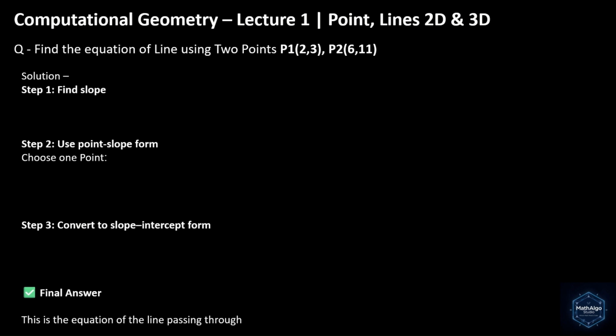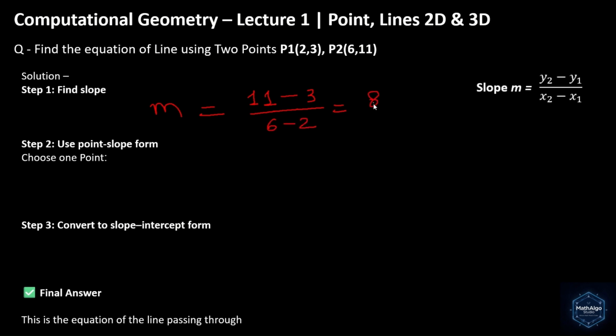First, we calculate the slope m using the slope formula. m equals (y2 minus y1) divided by (x2 minus x1). Substituting the values, m equals (11 minus 3) divided by (6 minus 2). This gives us m equals 8 divided by 4, which simplifies to m equals 2. So, the slope of the line is 2.